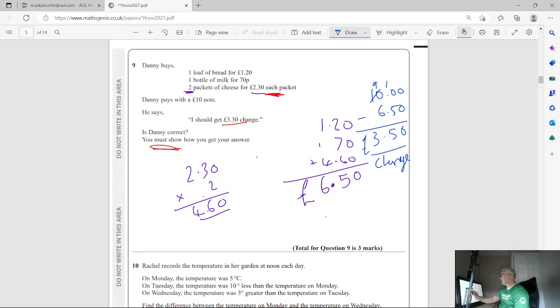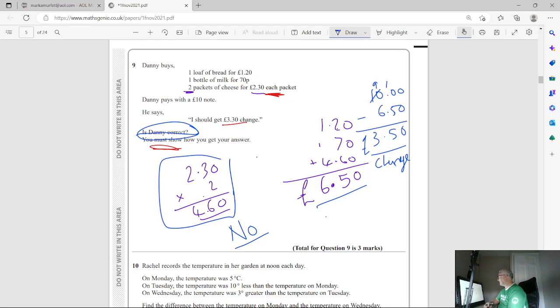Okay. Is Danny correct? Make sure we do this bit. Is he correct? No. And all my workings are there. So we would need to see that we've either multiplied this part here, the 230 times 2, that's the first mistake they want you to make. Okay, we've added and we've got a complete sum there of £6.50. Okay, we need to say, if we could, even if we did this last bit in our heads and said, well, I'd get £3.50 change, ideally we need to see the £3.50 and no.